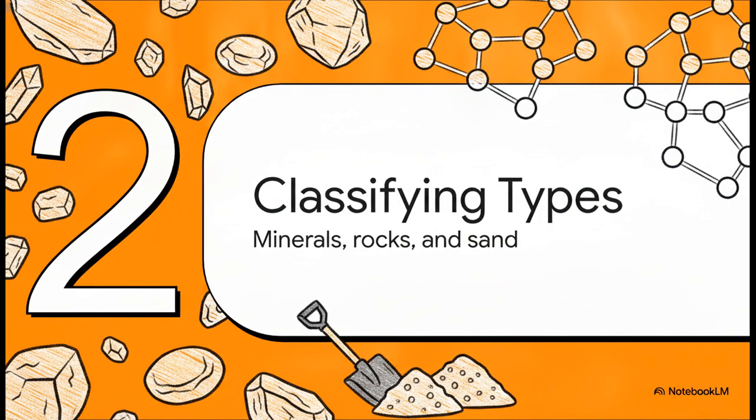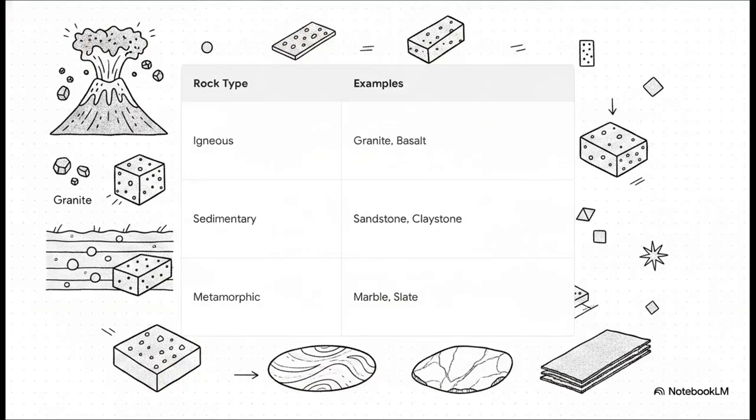Moving on to Section 2, classifying aggregate types, from minerals to rocks and sand. So not all bones in this skeleton are made of the exact same stuff. Depending on the chemical minerals present, aggregates are actually sourced from all three major rock types on Earth. You've got concrete skeletons built from igneous rocks like volcanic basalt and granite, sedimentary rocks like sandstone and claystone, and even metamorphic rocks like marble and slate.